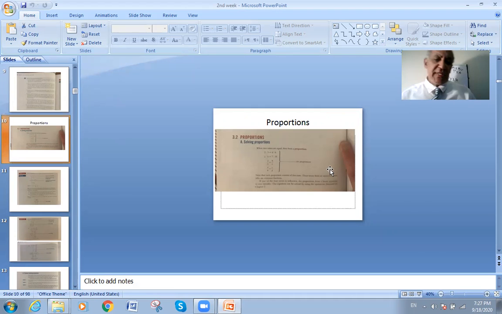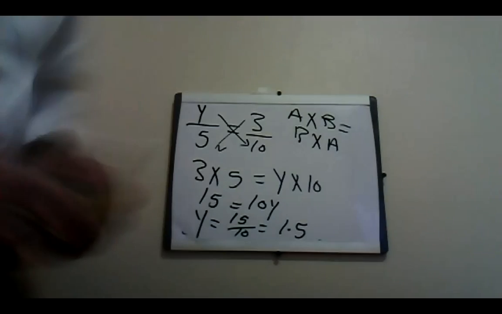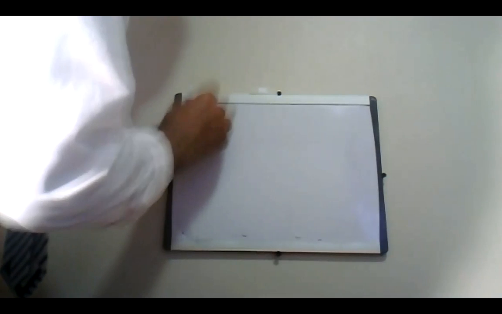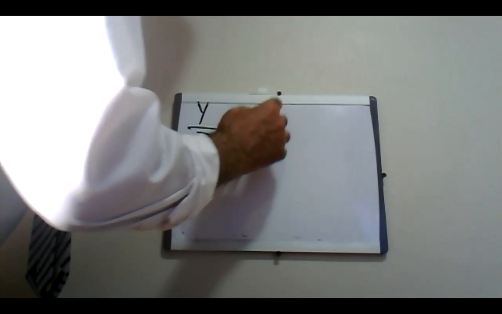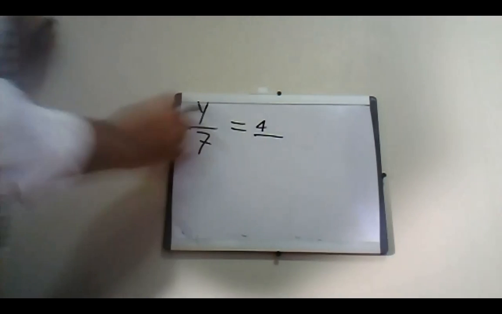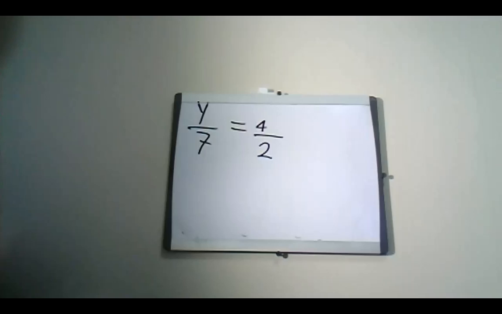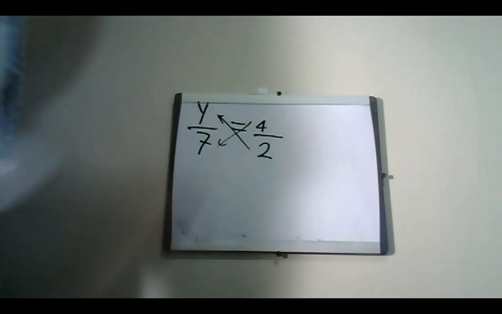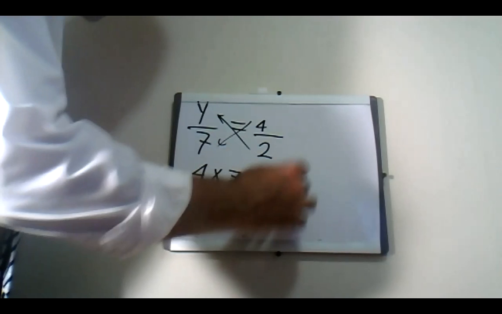This is the proportion, which I explained in the last class, how to do the proportions. Let me give another example quickly so that it will be very clear for you. Let me say y by 7 equals, let's say, 4 by 2. Then we'll do the cross work. That means 4 multiplied by 7 equals 2 multiplied by y.